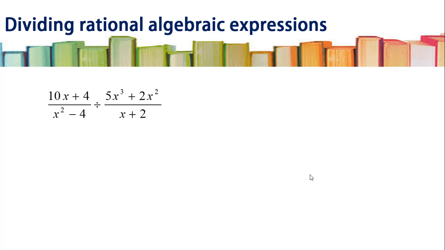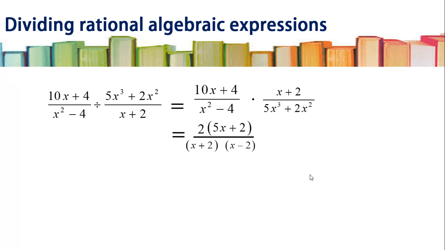Next, let's go back again to our steps. So first, copy the dividend, get the reciprocal of the divisor. After that, change the operation and then proceed to get the product by multiplying the numerator to the numerator, the denominator to the denominator. But if there are expressions that are factorable, you can factor it first. After that, cancel everything that are common.